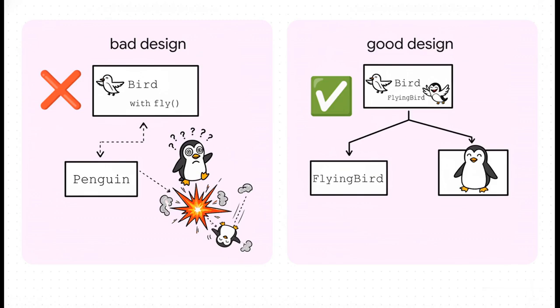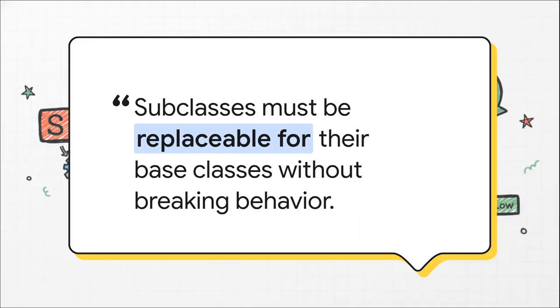The SOLID design on the right is much smarter. You have a general bird class and then a more specific flying bird class. The inheritance is logical, and you won't get any nasty surprises at runtime. At the end of the day, this principle is all about honoring a contract. A subclass has to be a perfect substitute for its parent. If it isn't, you're going to have problems.